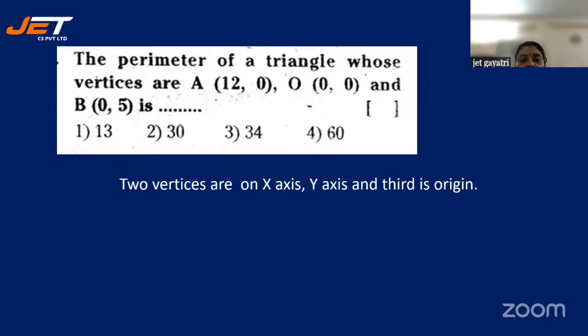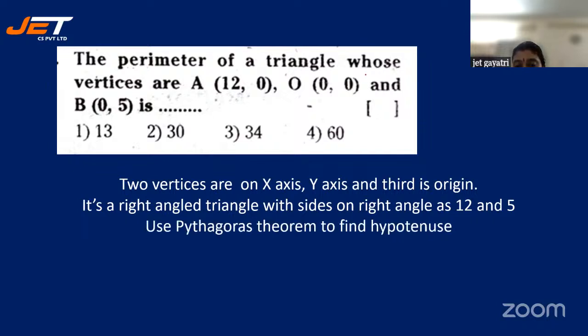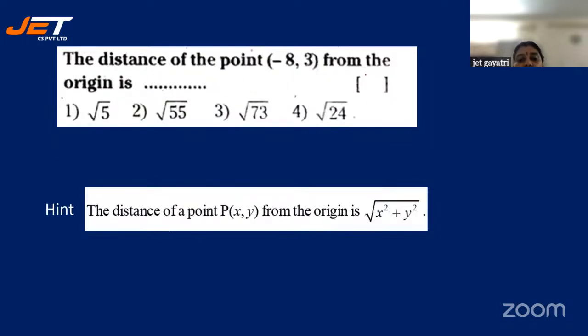Okay. Let's see the answer. Two vertices are on the x-axis and y-axis, and the third is at the origin because it says 0, 0. So it's a right angle triangle with sides at the right angle as 12 and 5. So by using the Pythagoras theorem, you can find out the hypotenuse. All right. Yes, let's see. It is option 2, which is 30. Okay. All right. See the next question.